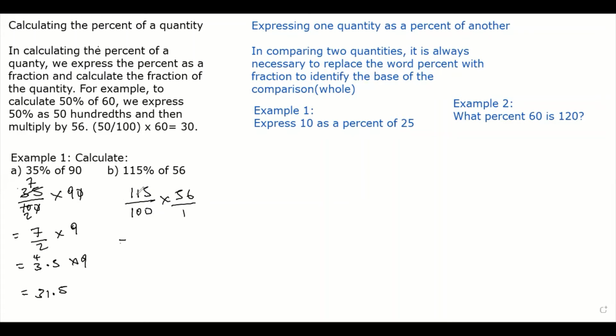So let's multiply 115 times 56. That would give us 6,440 divided by 100. And what is 6,440 divided by 100? That would just be 64.40. And you're finished.